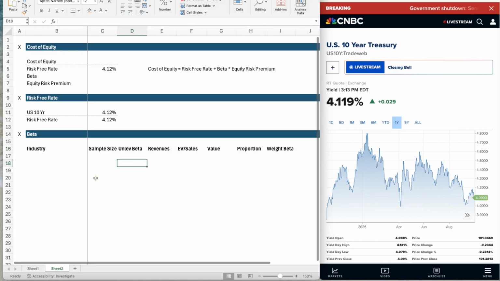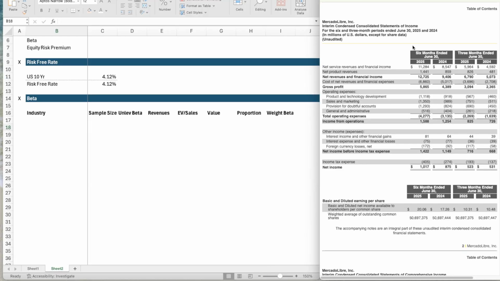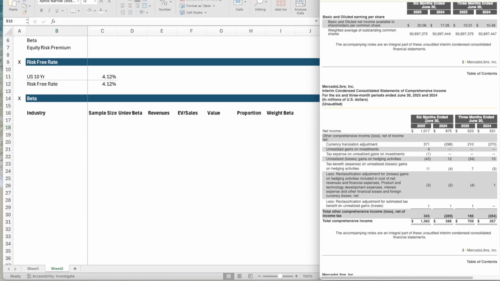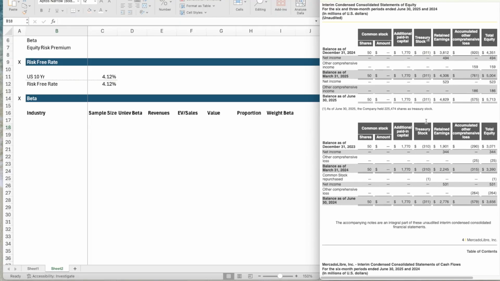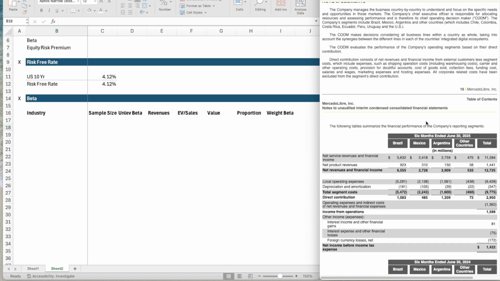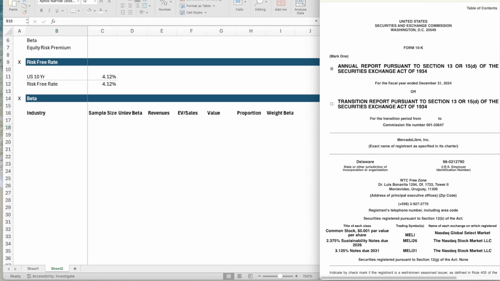MercadoLibre generates its revenue in two ways. One is e-commerce, like the Amazon style business, but the other is a fintech, which is its own sort of, I guess, PayPal or Square. So I need to get back to page 19. And there's a nice breakdown here. So you have your commerce services, commerce product sales, and then you have the fintech part. So we'll do retail first.